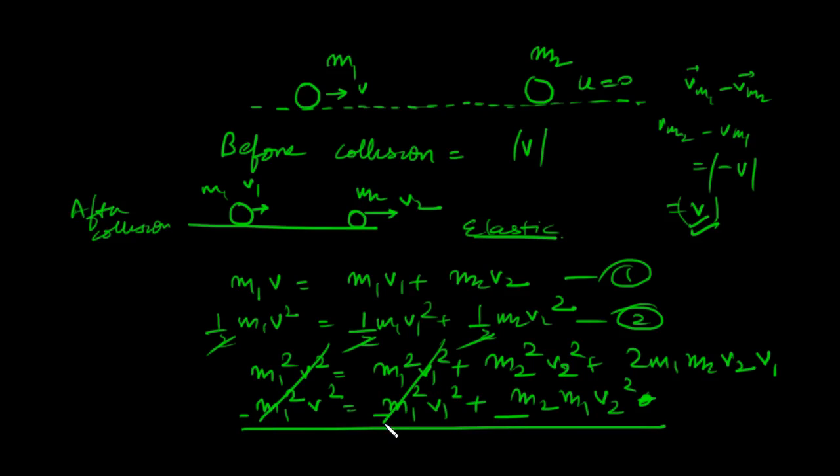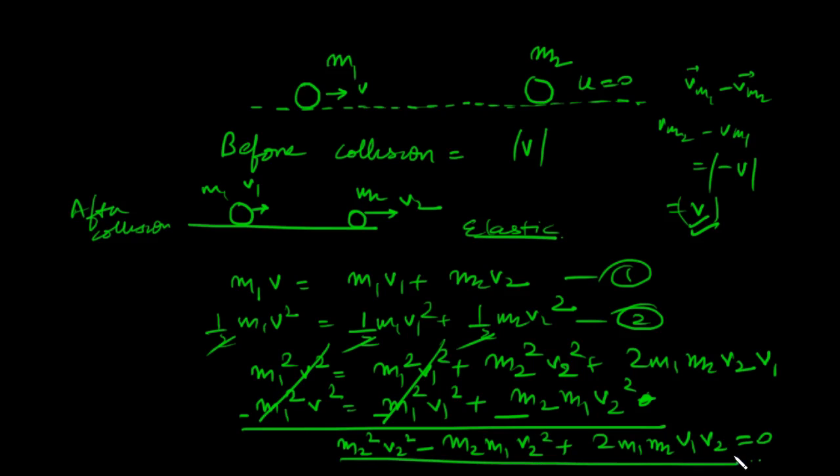So this gets cancelled, this gets cancelled. All right, so the final equation would be m2 square v2 square minus m2 m1 v2 square plus 2 m1 m2 v1 v2 equal to 0. All right, so now I'm solving over here. We take m2 common, and v2 square would be common also, so we have m2 v2 square times (m2 minus m1) plus 2 m1 m2 v1 v2 equal to 0.